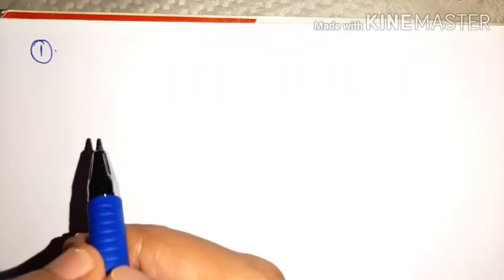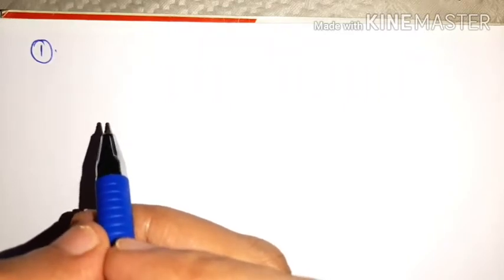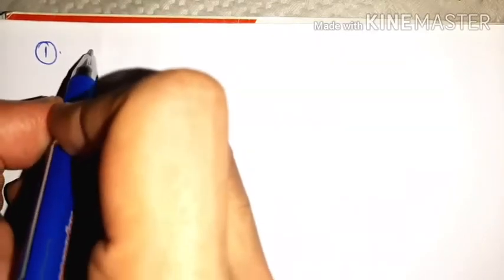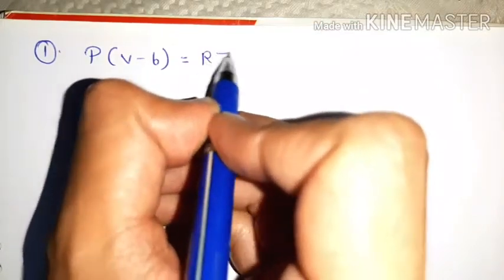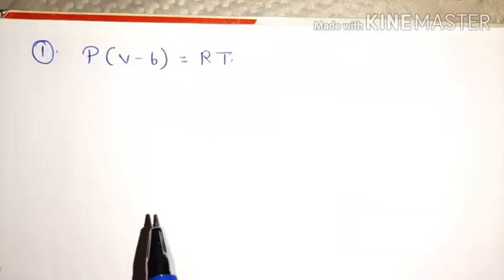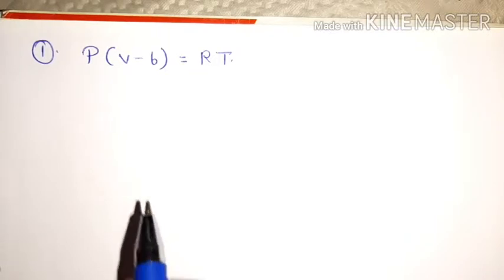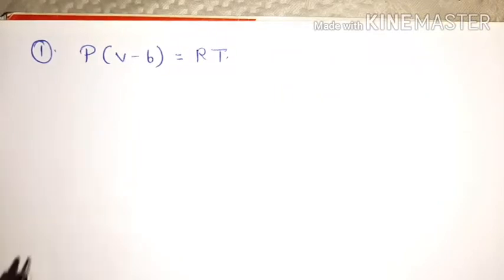Now see friends, as you carefully observe this question, we have an equation of state, that is P into (V minus B) is equal to RT. Now friends, as you know, we have two thermodynamic equations of state. In this question we must find the value of ∂U/∂V at constant temperature. That is found by your first thermodynamic equation of state, so here we use our first thermodynamic equation of state.